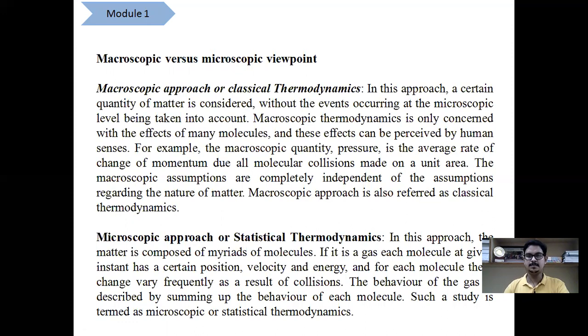Suppose the property pressure. Here in the macroscopic approach, the pressure will be defined as the average rate of change of momentum of all molecular collisions on a particular unit area. So that is the average pressure. So here in the macroscopic approach, the pressure P is the average pressure of some molecules. The macroscopic assumptions are completely independent of the assumptions regarding the nature of matter. The macroscopic approach is also referred to as classical thermodynamics.